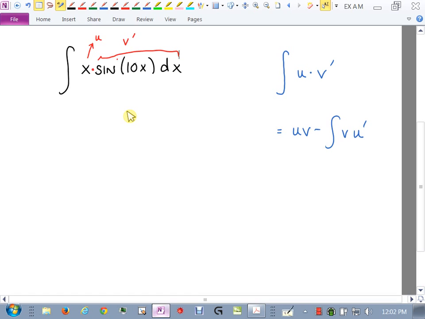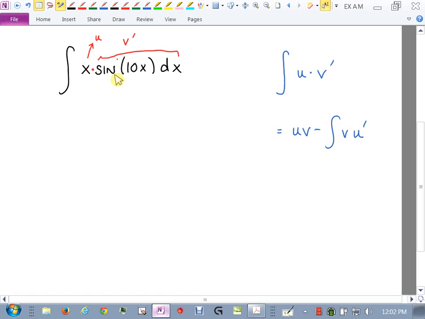Yes. But if I'm going to do that, the other part right here, I've got to be able to turn it into v, which means I've got to be able to find the antiderivative of it. So are you going to be able to handle the antiderivative of sine 10x? Yes. Right? It'll be negative 1/10 cosine 10x plus c, right? So do you see all this kind of unfolding in front of us?